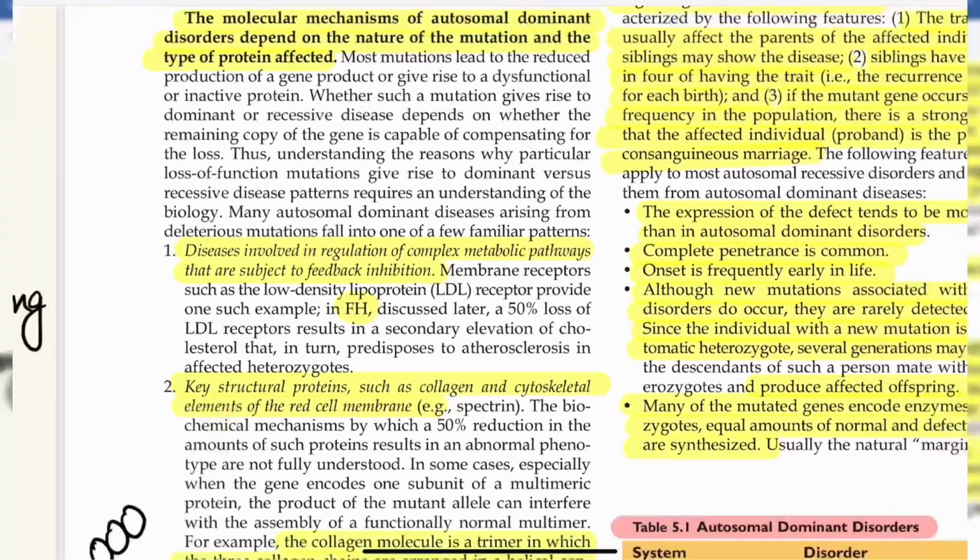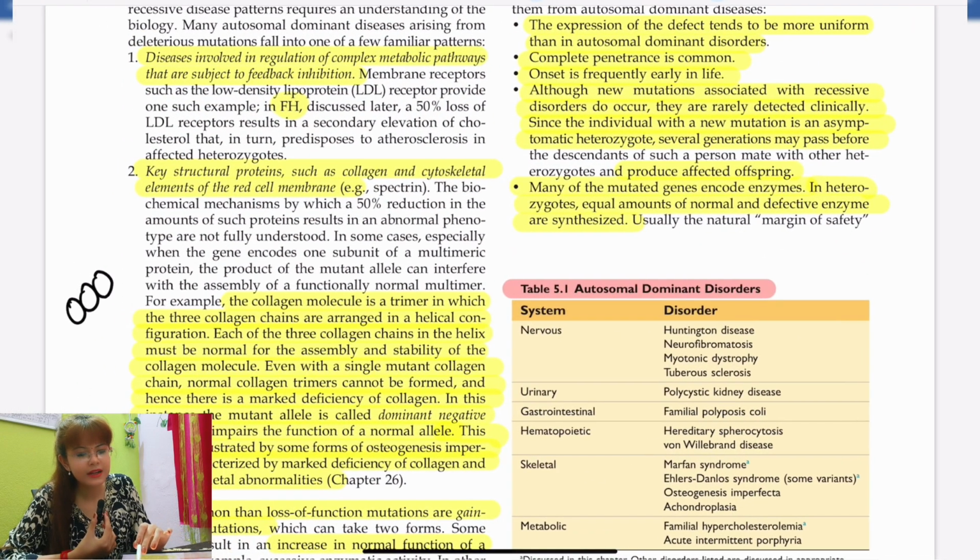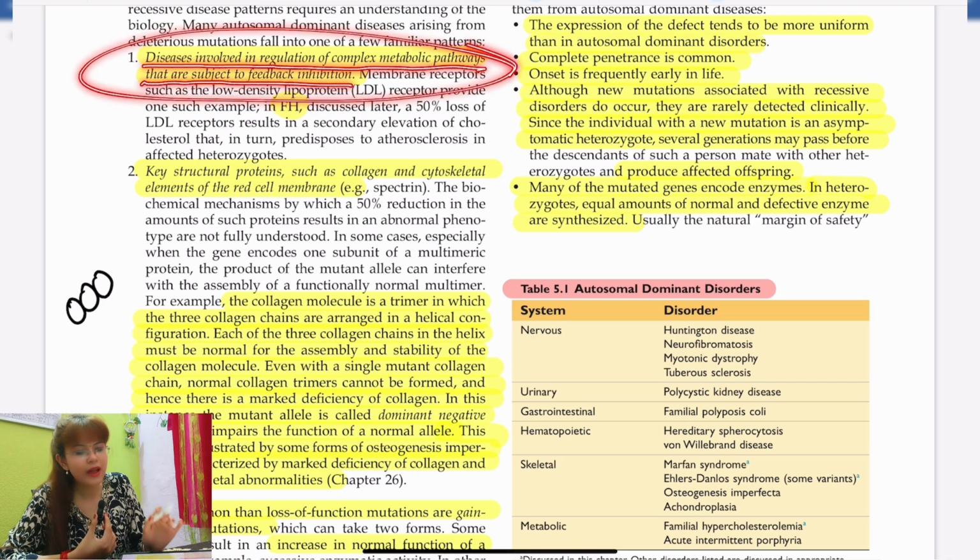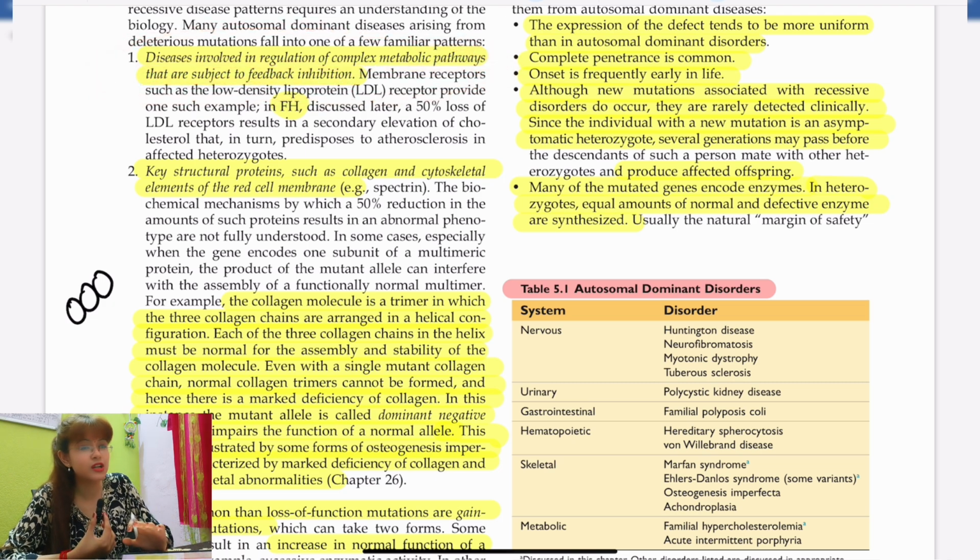Both are important. Okay? So what are the mechanisms? Number one, diseases involved in regulation of complex metabolic pathways that are subject to feedback inhibition. So any kind of feedback inhibition, if it is not regulated properly, then that can lead to this kind of diseases, for example, in familial hypercholesterolemia.